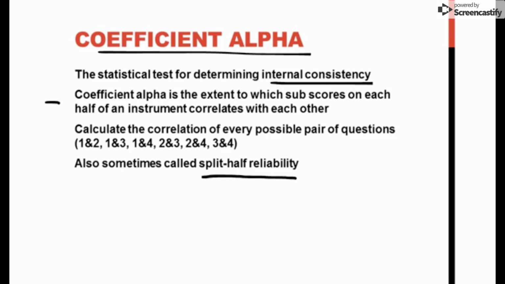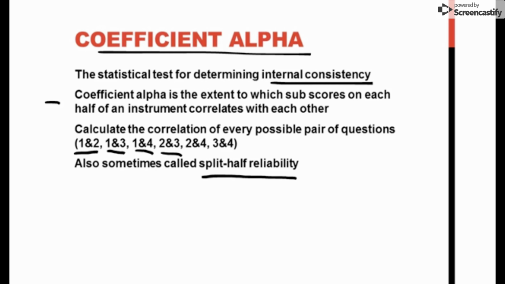Technically, coefficient alpha is the extent to which subscores on half of our instrument correlates with the other half of the scores on our instrument. So, for example, we could take questions 1 and 2 and correlate all of our participants' scores on questions 1 and 2, and they should be somewhat similar. Same for questions 1 and 3, 1 and 4, 2 and 3, etc., right?